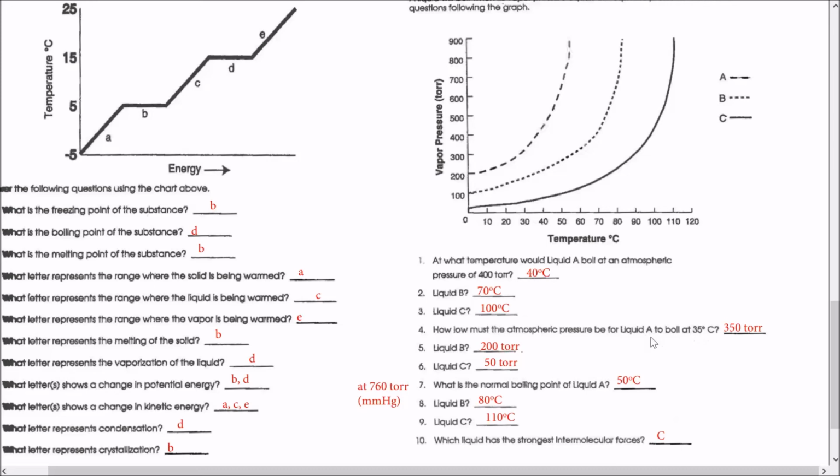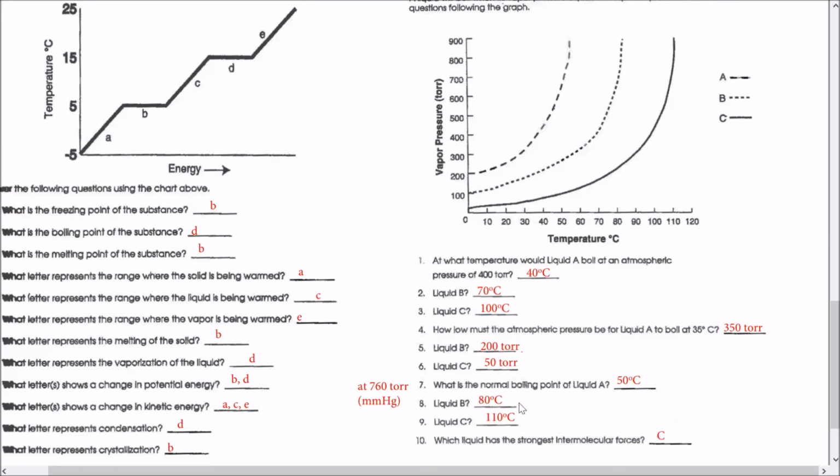Then this is just in the opposite direction, so what's the atmospheric pressure to boil at 35? You just have to find 35, then go up. So here's for C, it would be 50, just like we have here. If you keep going up for B, it would be 150, and I put 200, let's see that. I guess it's almost at 200. We can call that 200. But that's just reading the graph.